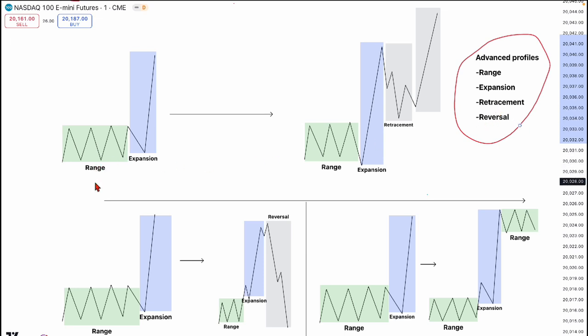Each market move starts with a range. When price opens, whether for the week or day, it initiates a range. And after that, the only possible outcome is expansion. Following an expansion, three outcomes are possible: a retracement, a reversal, or another range. This expanded approach to market profiles provides a framework that helps traders focus on high probability conditions and avoid low probability scenarios. Each profile has its own set of probable outcomes after it concludes.